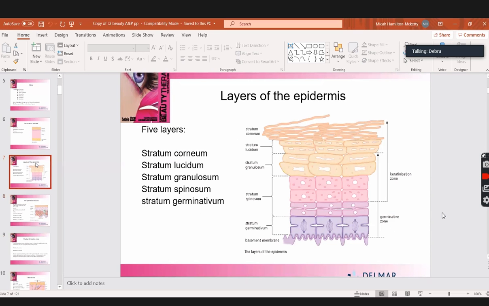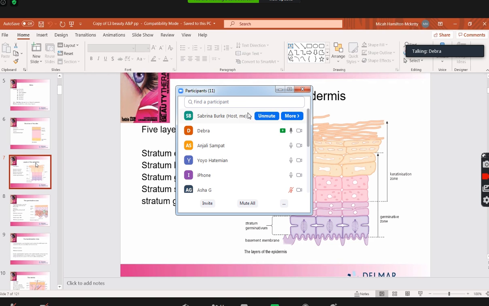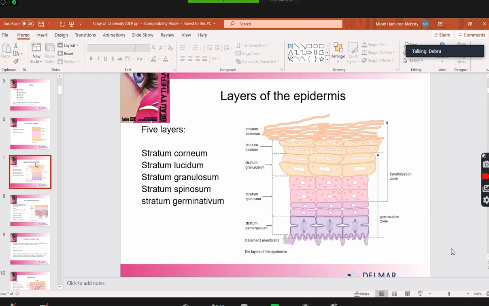Right, so you've got stratum corneum, or the horny layer. And we work from outside in. So the stratum corneum is the layer that you can actually touch, okay? And then we work into the skin. Stratum lucidum, which is underneath, is also known as the see-through or clear layer.